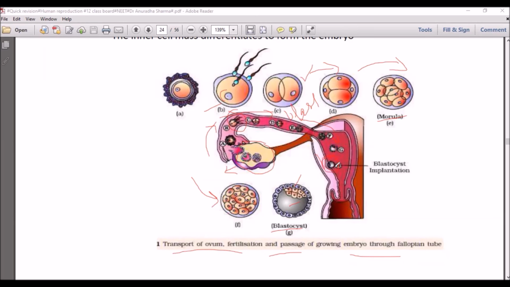And if this blastocyst is implanted in the uterus, then there will be pregnancy. And if it is not implanted in the uterus, then the menstrual cycle will start again and it will result in abortion. That means this blastocyst will be implanted in this endometrium. So this endometrium should be thick and stable so that it can withhold this blastocyst. So this is the diagram of how the ovum is transported from fertilization to the uterus and implantation.